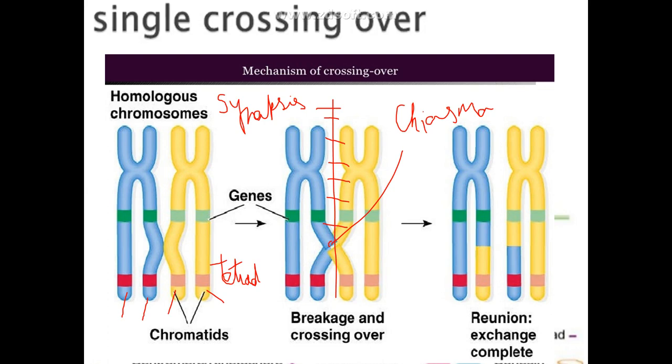Since there are 4 chromatids, they are called tetrads. This is a sister chromatid, whereas this and this are non-sister chromatids, and recombination is occurring between the non-sister chromatids. What is bringing about this crossing over is the synaptonemal complex, and when the crossing over occurs, it becomes visible during the diplotene, and that portion is called the chiasma.